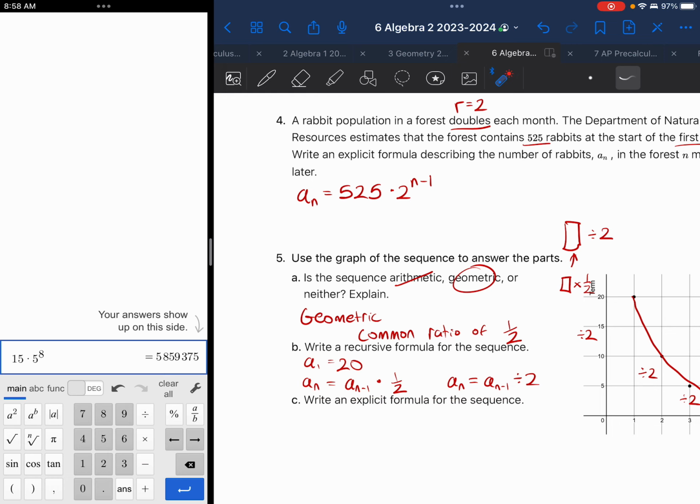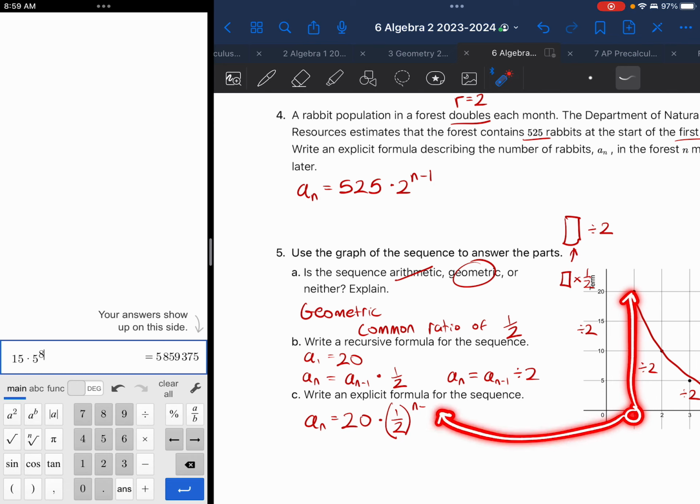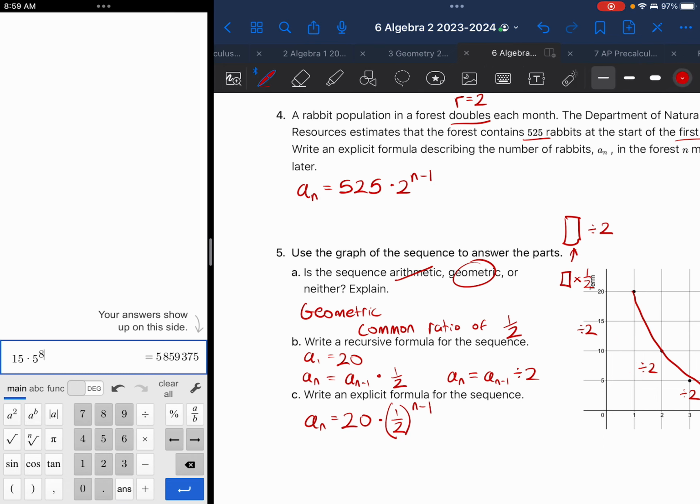In part C, we're asked to write an explicit formula. So an explicit formula is just an a sub n, and that's going to be equal to, okay, I can choose any term I want. I can choose 20, I can choose 10, I can choose 5. I'm going to just choose 20 because it's nice and easy. So I'll say 20, and then this is going to be multiplied by the common ratio, 1/2. And this is 1/2 to the power of n minus, okay, which term did I choose? The first term, right? Yeah, the first term. So this one is going to come up here, n minus 1.